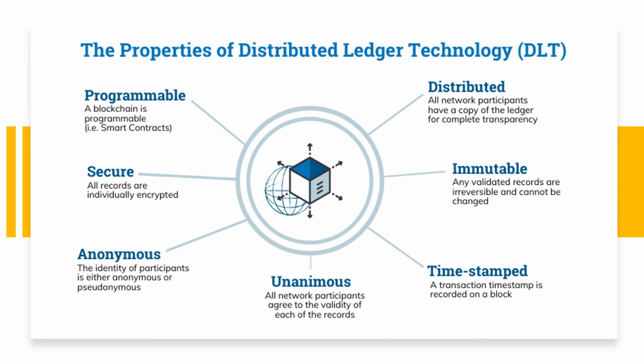Now let's talk about the properties of distributed ledger technology. There are 7 major properties of DLT. It is programmable, secure, anonymous, unanimous, timestamped, immutable, and distributed.